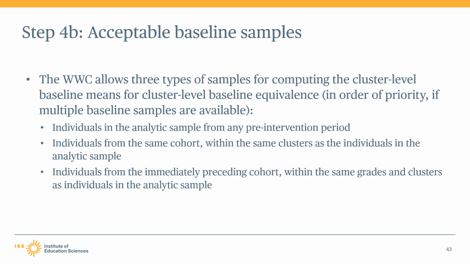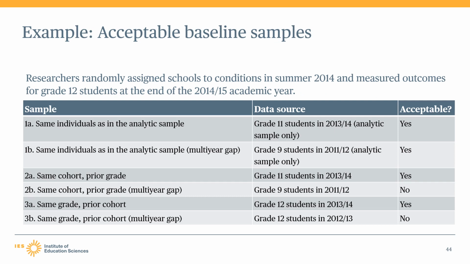If study authors report multiple baseline samples, reviewers should prioritize the baseline samples in the order they are listed here. Let's consider an example. Researchers used a cluster-level RCT to randomly assign students to conditions in the summer of 2014 and then measured the outcomes for grade 12 students at the end of the 2014-2015 academic year.